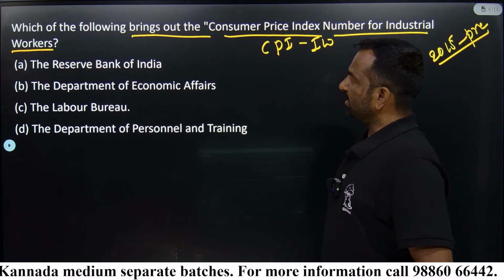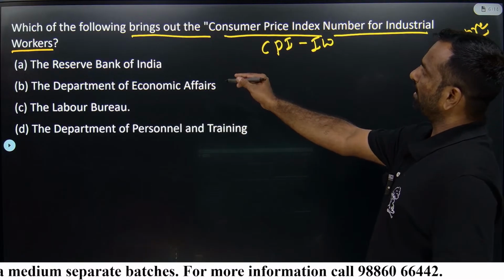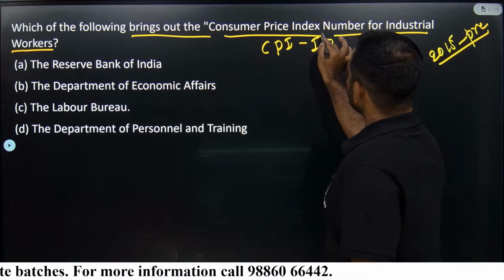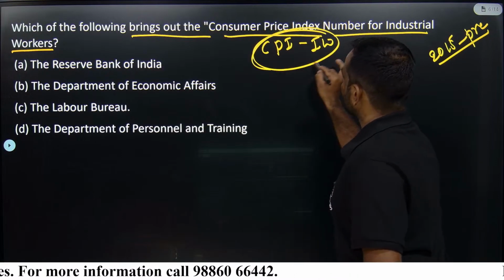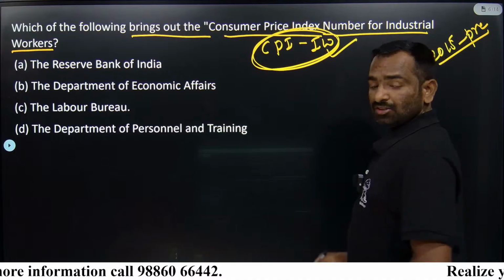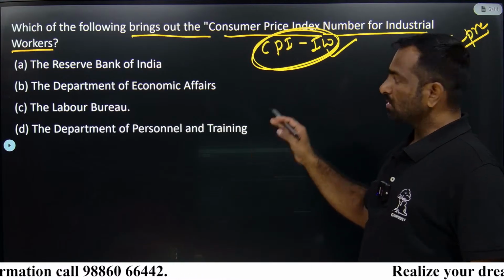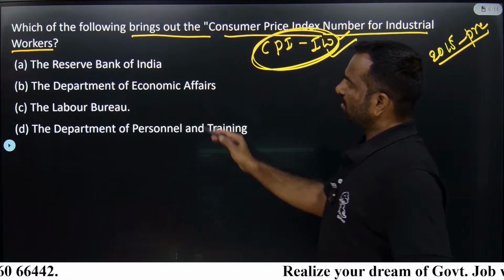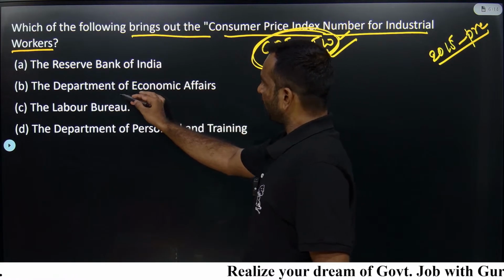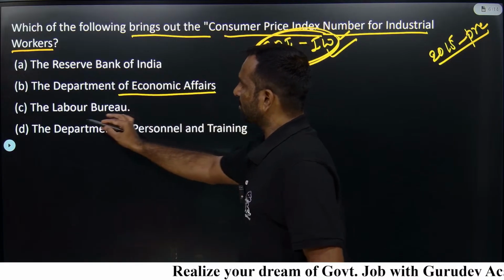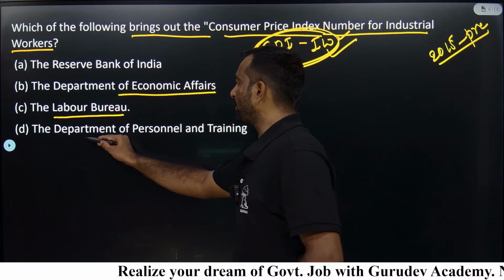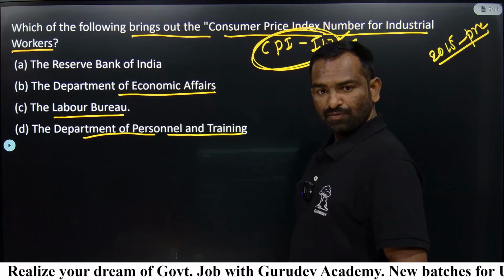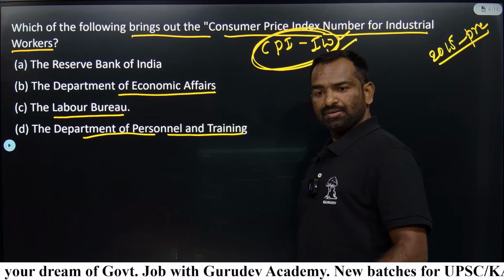Which of the following brings it out? The question is very simple. The CPI industrial workers index is published by the Reserve Bank, the Department of Economic Affairs, the Labor Bureau, or the Department of Personnel and Training. There are 4 options. Can you comment?